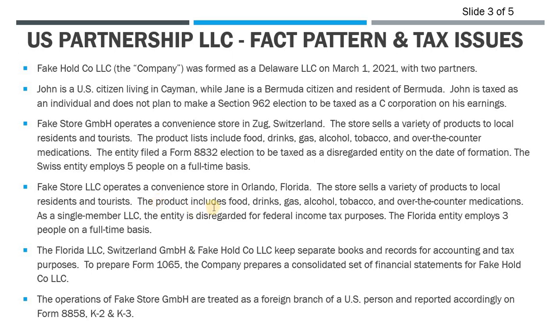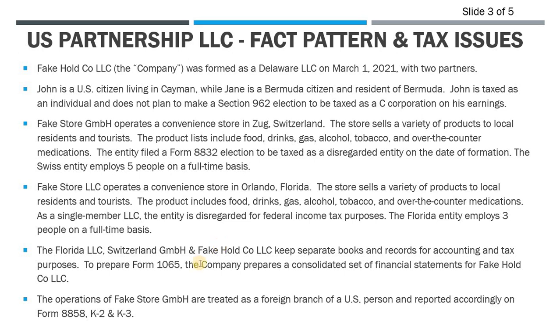Okay, so the Fake Store entity here, LLC in Florida, again, another convenience store here in Orlando, offers a number of different products for sale, what you normally see in a convenience store. And by default, the entity is a disregarded entity because it's a single member LLC, so we don't have to make any actual elections. And that Florida entity employs three people on a full-time basis.